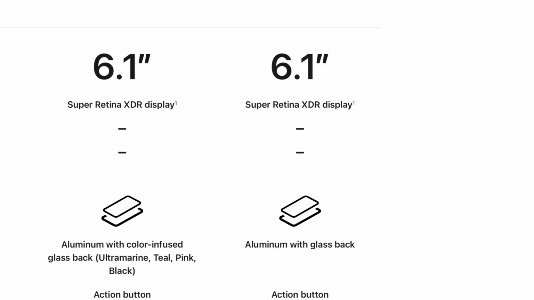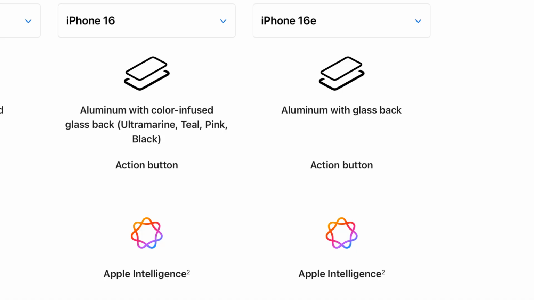Now, both the base model iPhone 16 and the new iPhone 16e will have a 6.1-inch Super Retina display, as well as any Apple Intelligence that comes out in the next couple months, next couple of years, which is going to be the same for all iPhone and iPad models going forward anyway, and Mac as well. You'll get all the Apple Intelligence features.